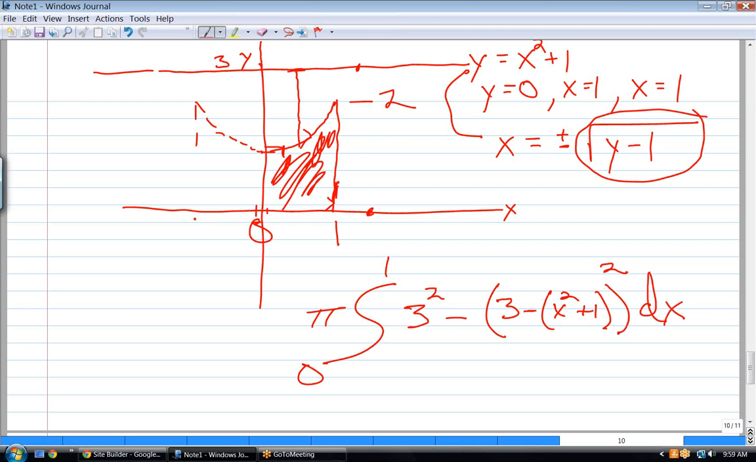And that's easy enough to do. You can simplify that by combining the 3 and the negative 1, and you can actually perform the square, subtract that, and you'll end up with a polynomial of 4th degree, which can then be separated into a bunch of integrals and integrated using the power rule.